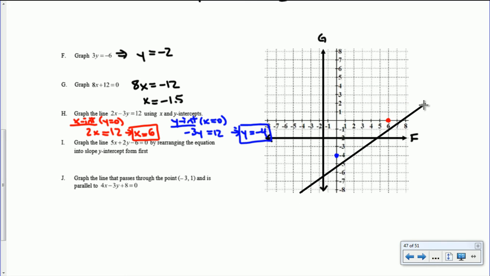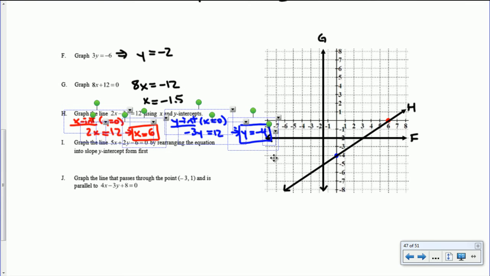So hopefully, there we go. So that, try to do that in the same color. Okay, so that's H. Moving on, let's just get that out of the way a little bit.